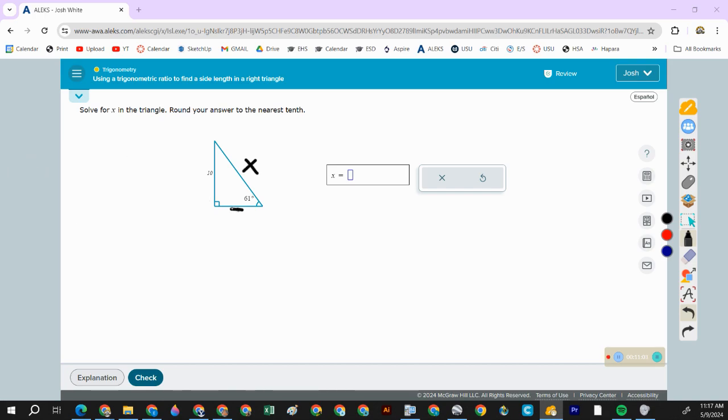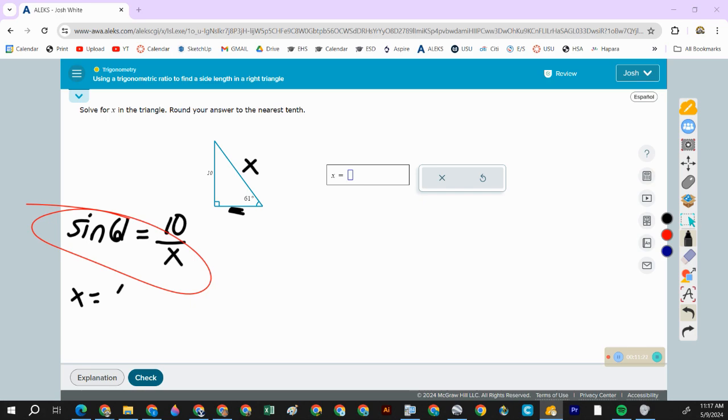Okay? So what if I was solving that? Which trig ratio would I pick? Sine. So the sine of 61 is 10 over x. Is that a multiply or a switch problem? Switch. So x equals 10 over the sine of 61. Got it? Okay.